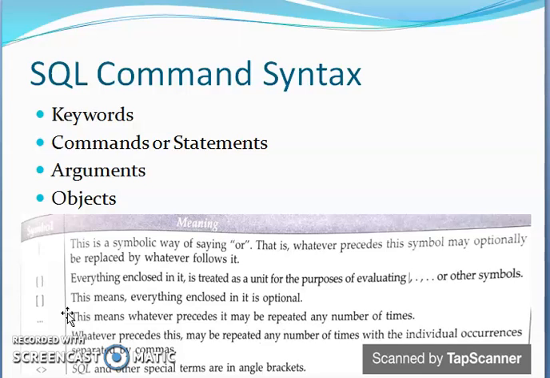Next is three full stops. This means whatever precedes it may be repeated any number of times. Then one dot, comma, then two dots. It means that whatever precedes this may be repeated any number of times with the individual occurrences separated by commas. Next, the greater than and less than symbols. This means SQL and other special terms are in angle brackets.